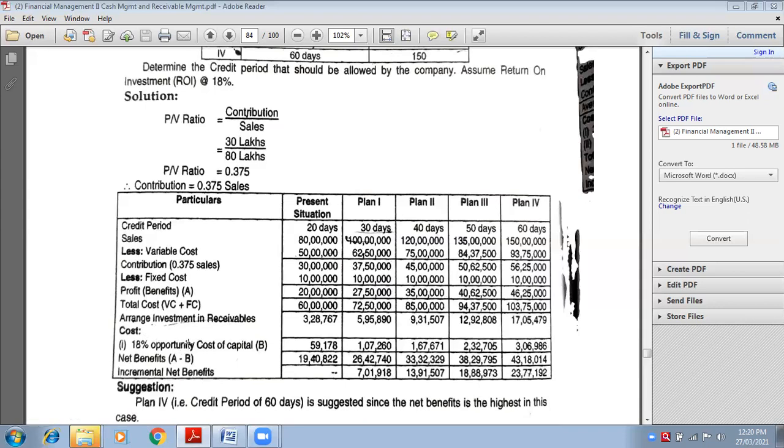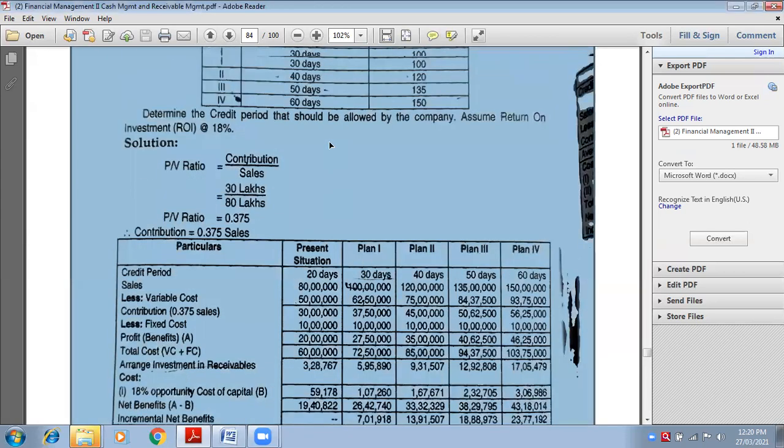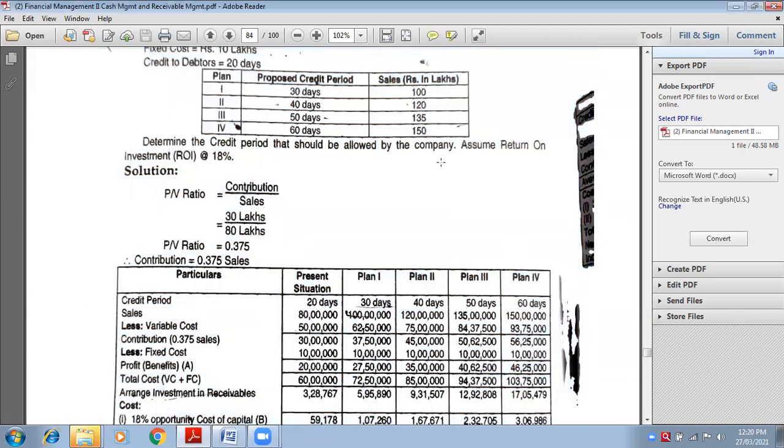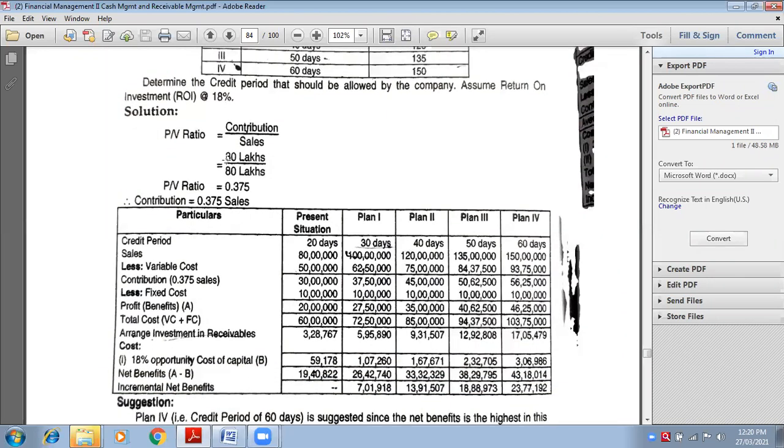Now you come to the next line, write down cost of extending credit period. So first cost is opportunity cost, and the opportunity cost is given in the question in the form of percentage. Determine credit period that should be allowed by the company. Assume returns on investment is 18%. So returns on investment means opportunity cost. Write it in the bracket 18% on average investment in debtors.